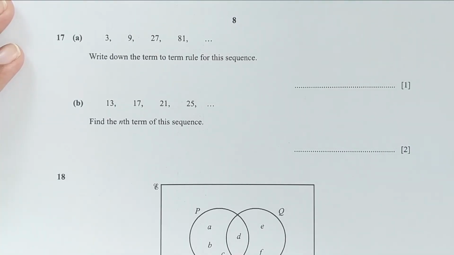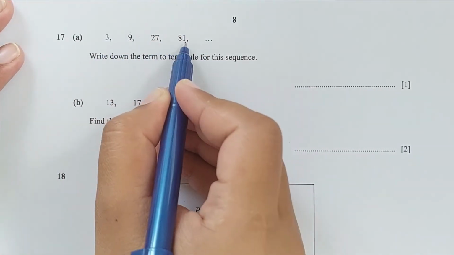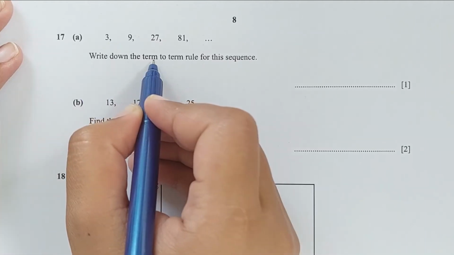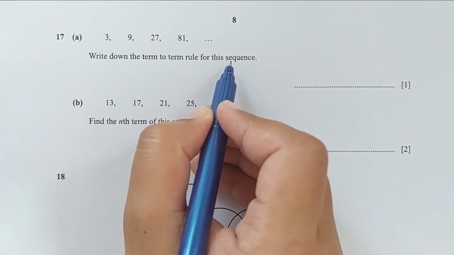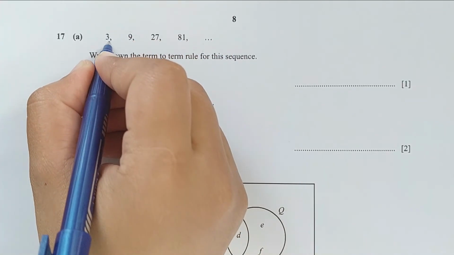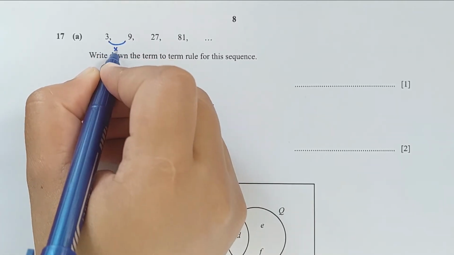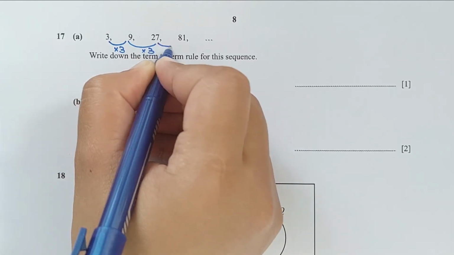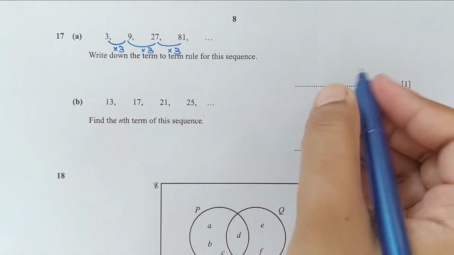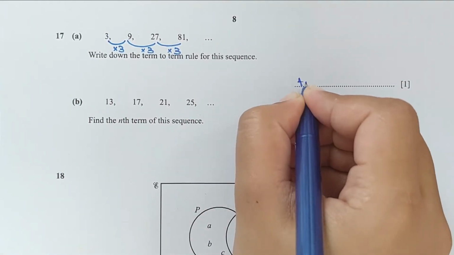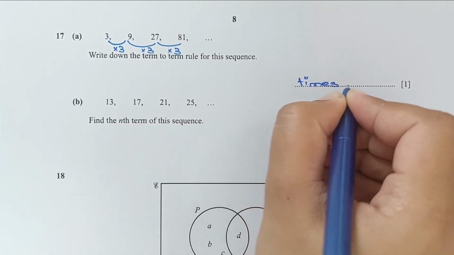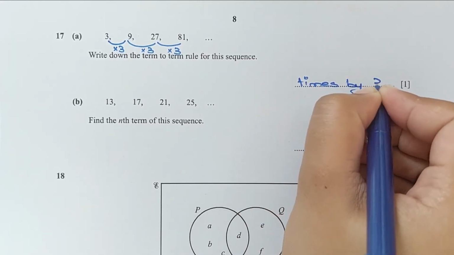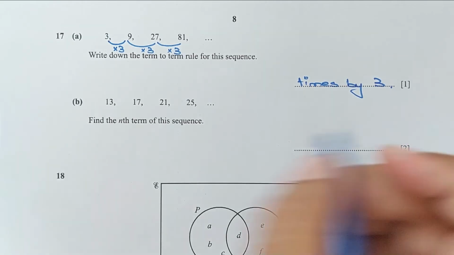Question number 17, part A, 3, 9, 27, 81. Write down the term-to-term rule of this sequence. Okay, so we know that 3 times 3 is 9. 9 times 3 is 27. 27 times 3 is 81. So it is times by 3 each time. This is the term-to-term rule.